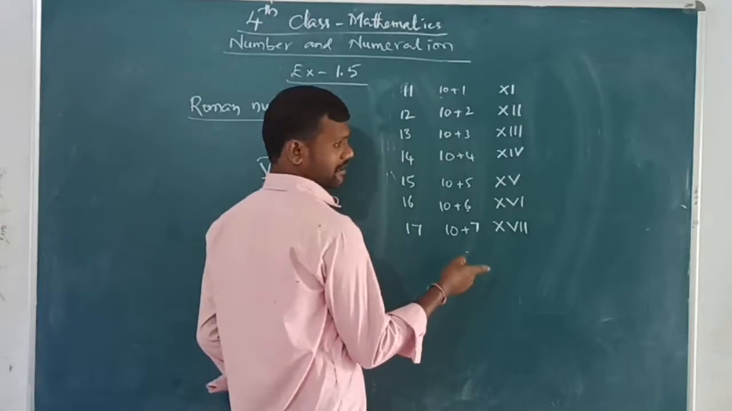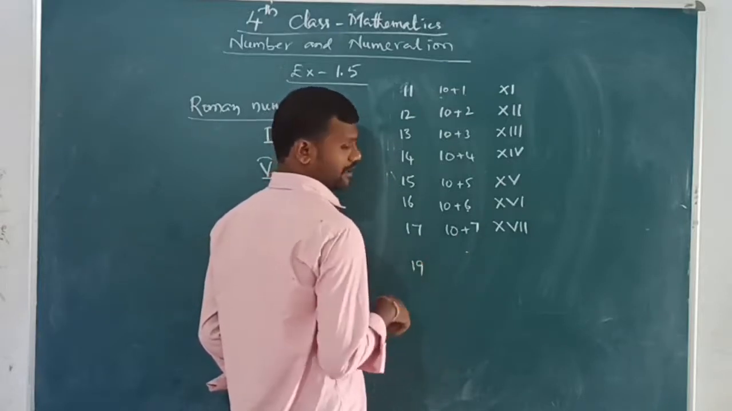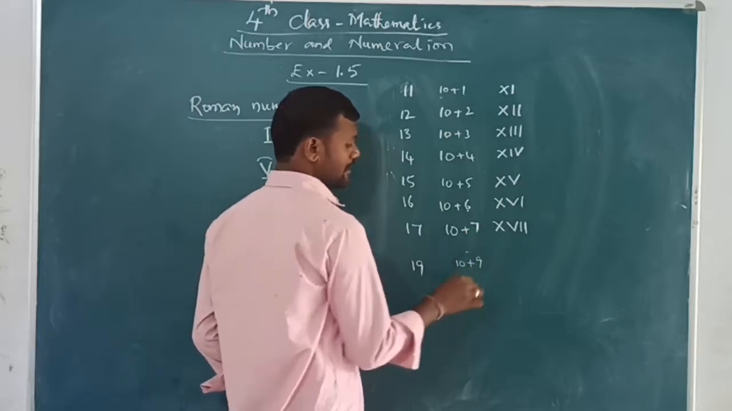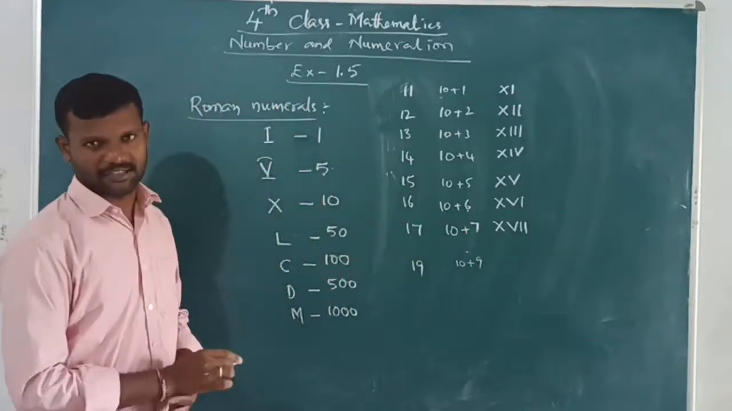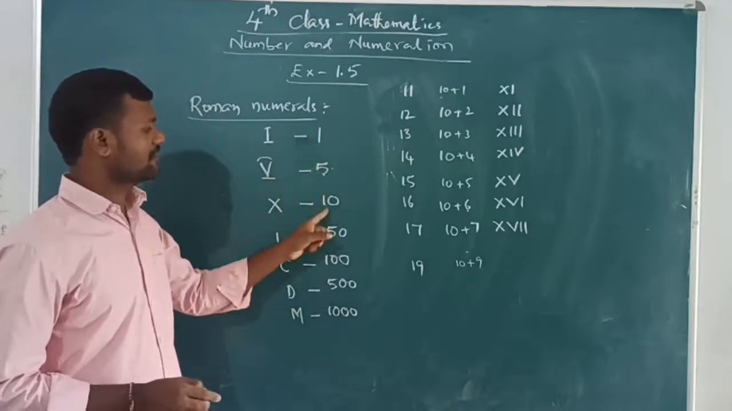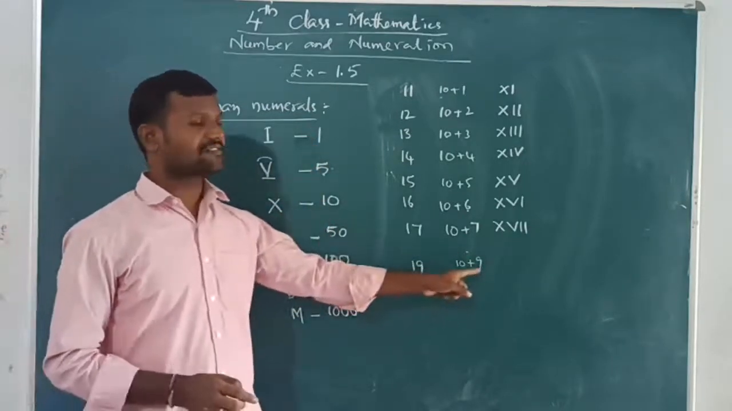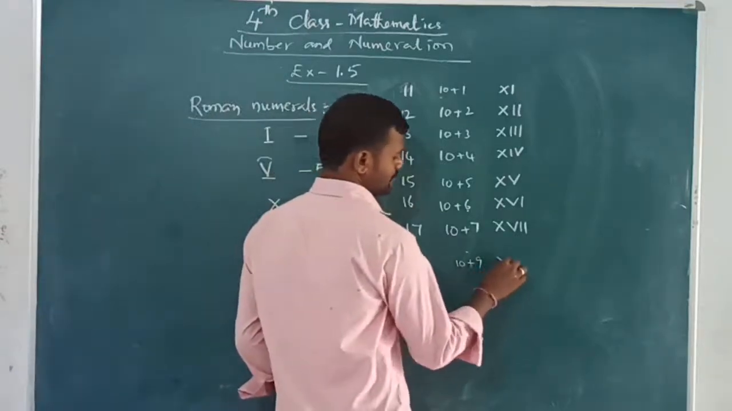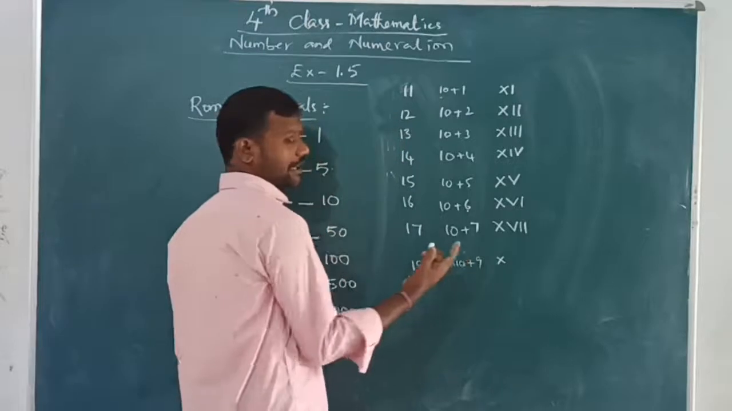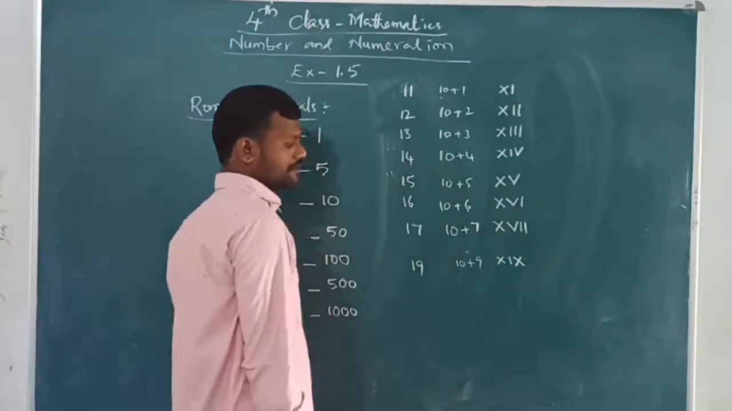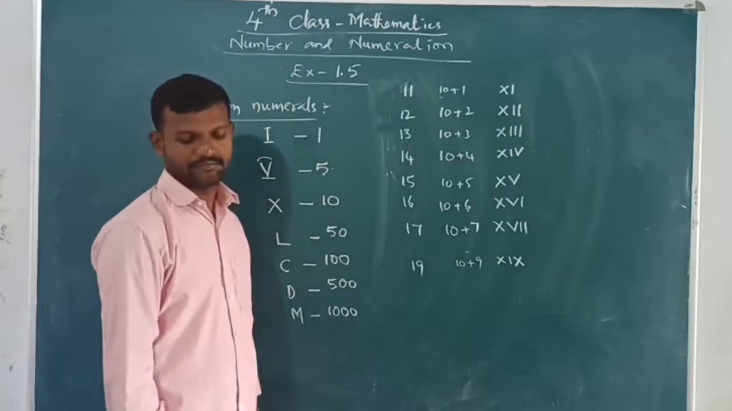18. 10 and 8. 19. I am writing 19 now. 19 means what? 10 plus 9 only you have to write. 20 minus 1 is not, why? Because we don't have 20 in this. We have 10s only. That's why 10 plus 9. 10 plus 9 means first 10. This is 10. And 9. How can you write 9? This is 9. So that is 19.